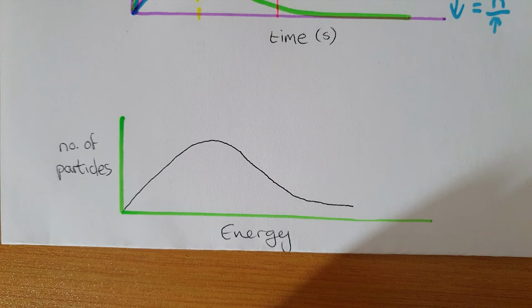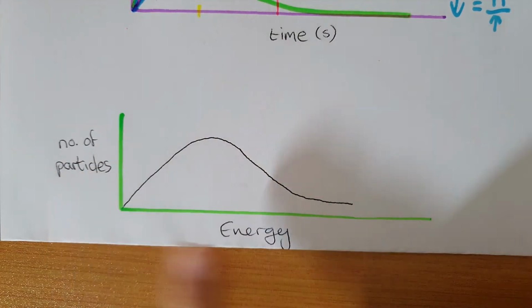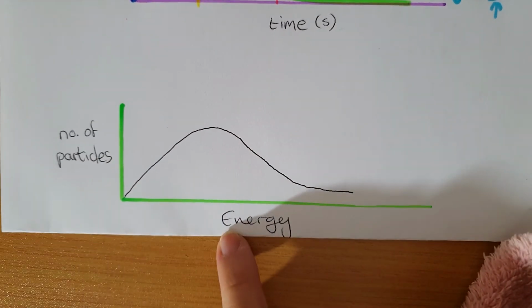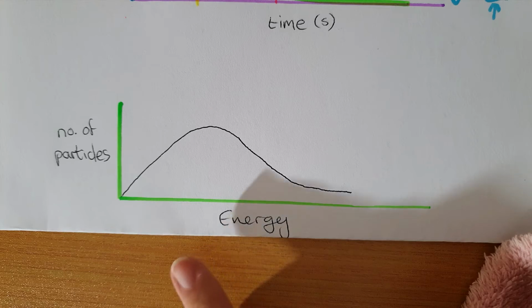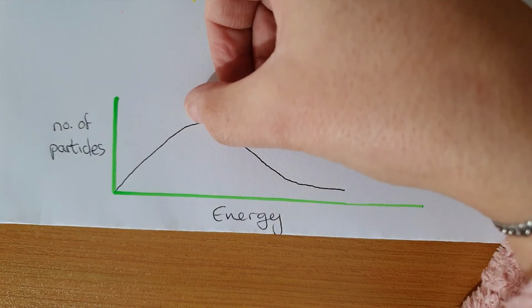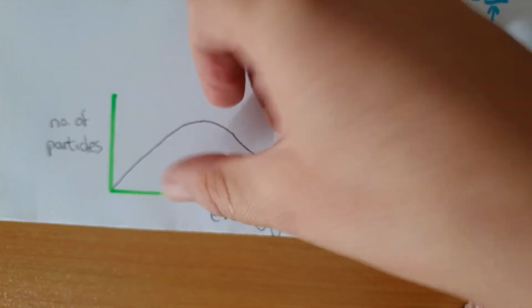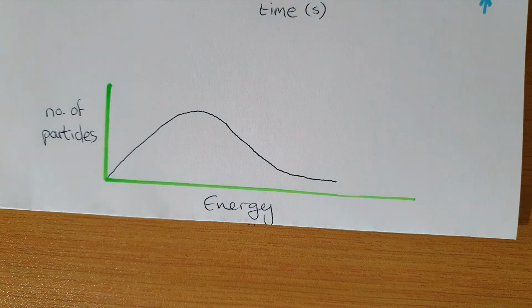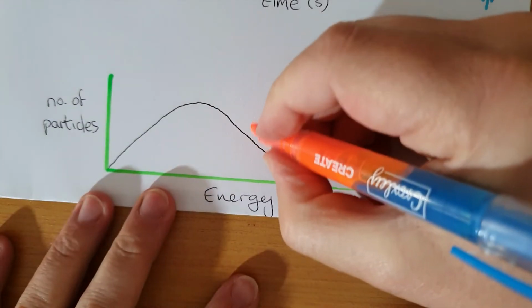But if we times these two together, like we did in motion graphs, we get the area. And we are looking at the particles with energy. You can even see here we have a lot of particles with this amount of energy. Here we have a little bit of particles with that amount of energy. But what we're going to do is look at the area underneath. So an important thing here is to look at the activation energy.